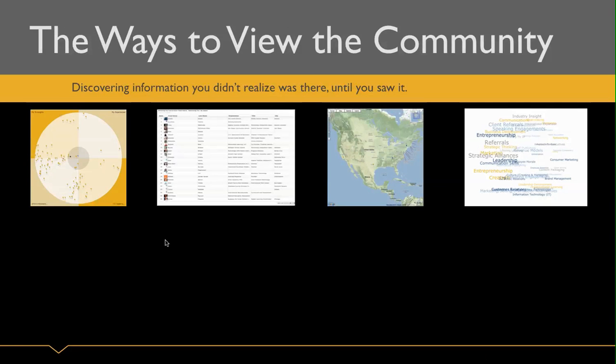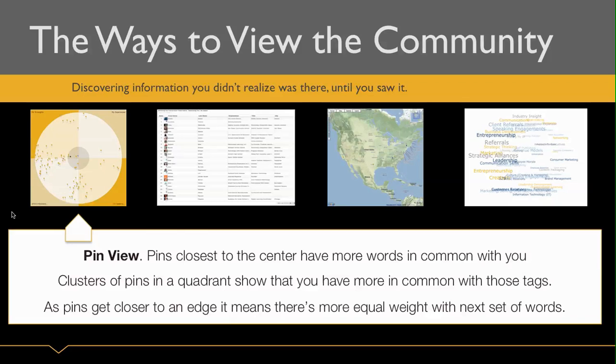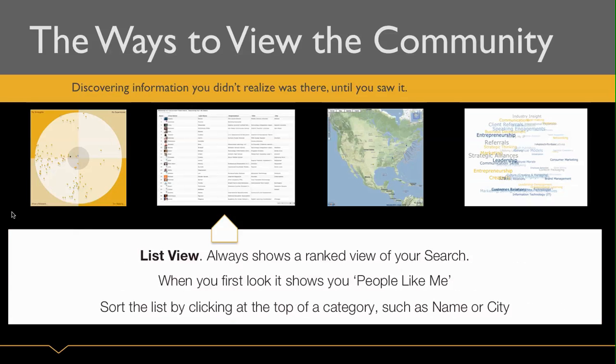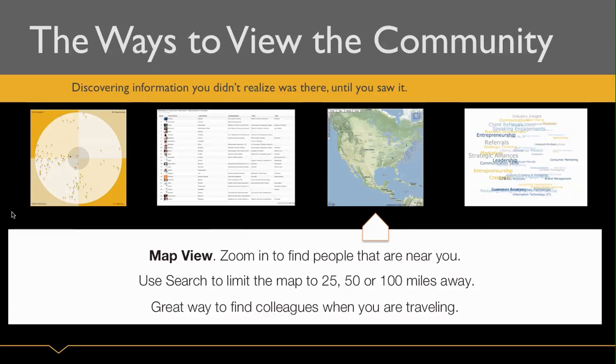So now there are many ways to view all of this information. We've looked at the pin view, so those pins that are closest to you, you have more things in common, and they're clustered around the outside based on the areas of common interest. The list view is so you can, without having to roll over all the different pins, see exactly who's near you. You could sort by city.